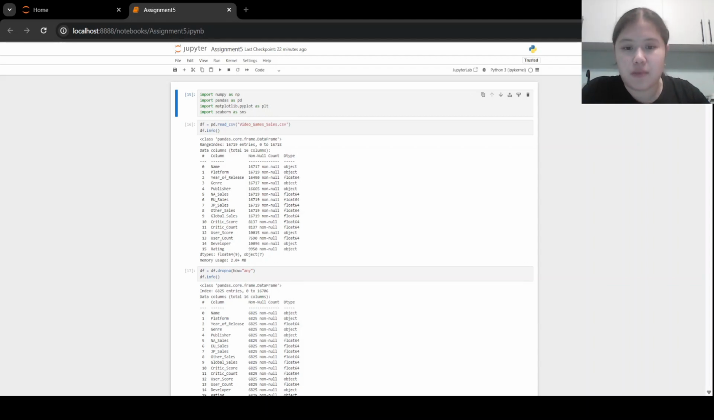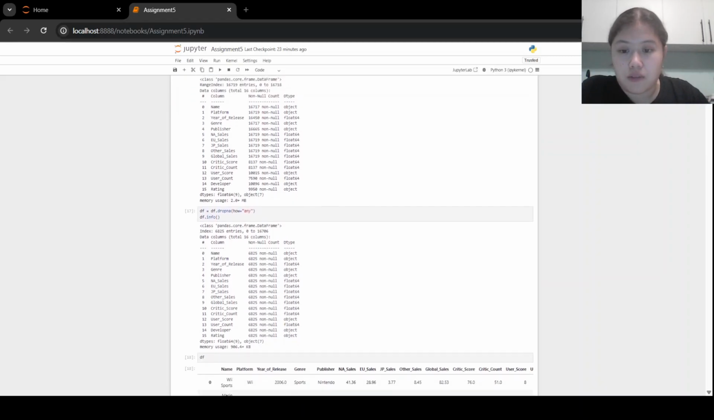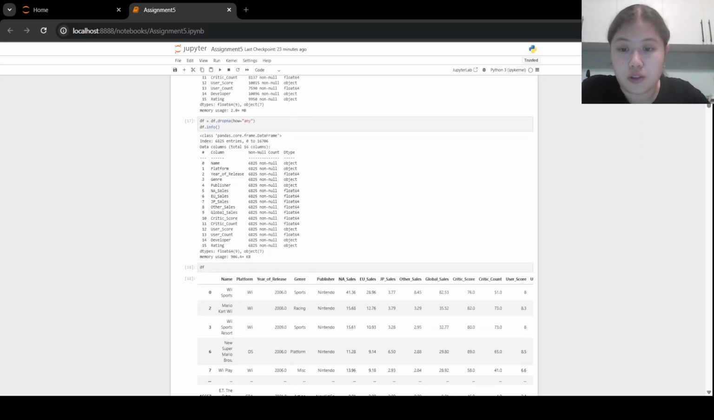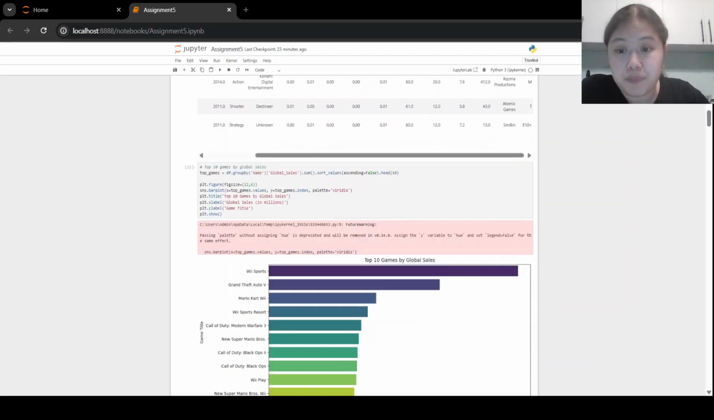Hello everyone, today I'm gonna present to you my assignment number 5 that focuses on Kaggle datasets about video game sales. So as you can see, I have a lot of null values there, so I dropped any rows with null values in the columns, and now as you can see, our dataset has year of release, North America sales, EU sales, and global sales, rating, and etc.